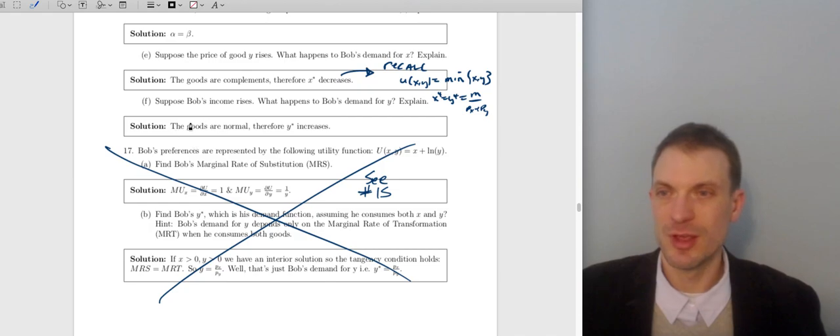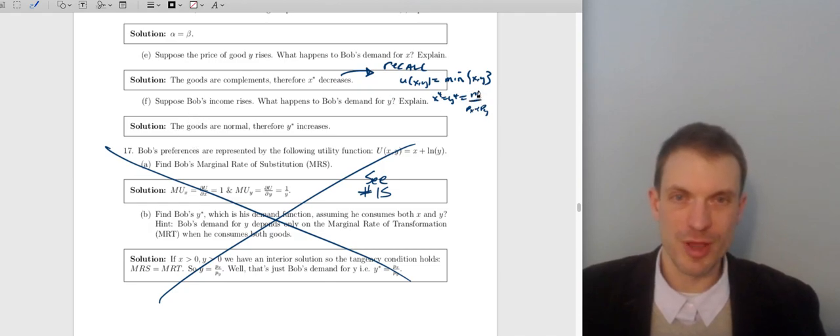They're complements. Suppose Bob's income rises. Income appears in the numerator. As income increases, consumption of X and Y rises. These are normal goods. So if income rises, Bob buys more Y.